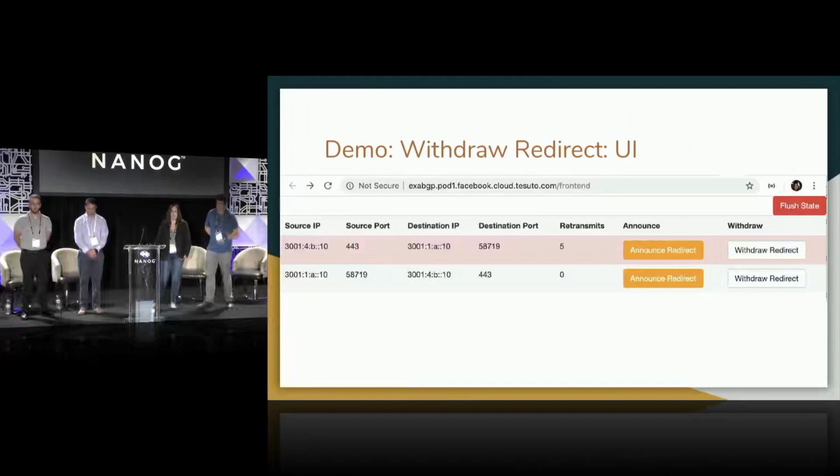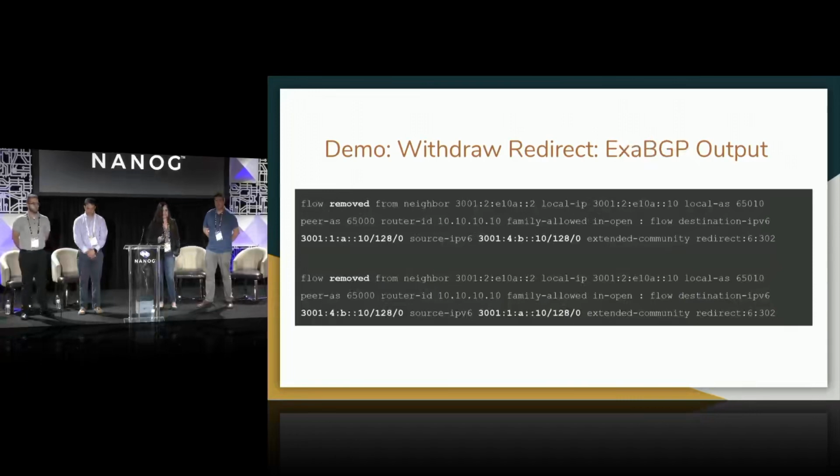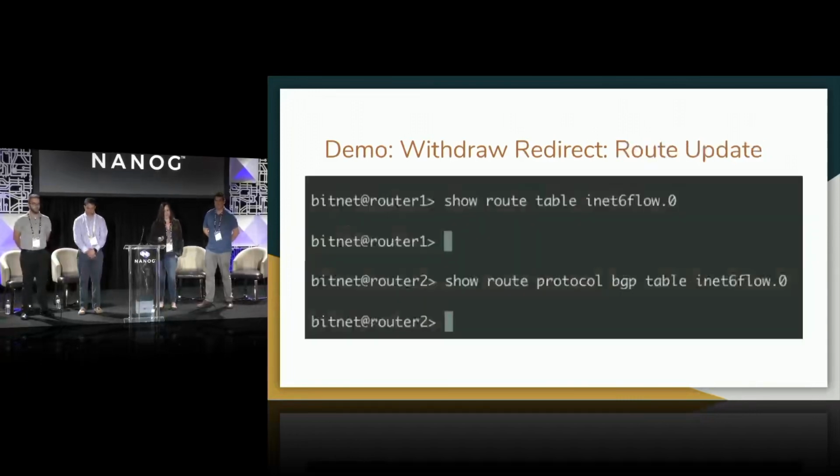From there, you may choose to withdraw that announcement, withdraw that redirect. You've got the data you want. You want to go ahead and turn off that redirect. So you can hit the withdraw redirect button. Commands execute again. You'll get the withdraw flow route messages to ExaBGP. Same messages from the ExaBGP process, this time removing. And you can see those routes have been cleared from the table.